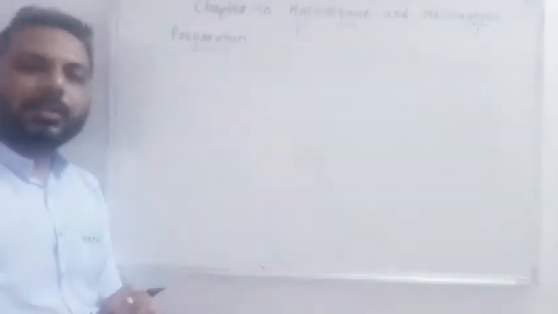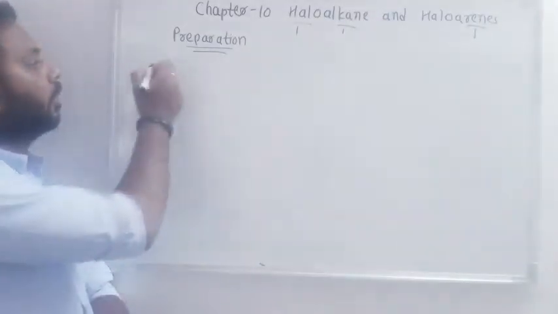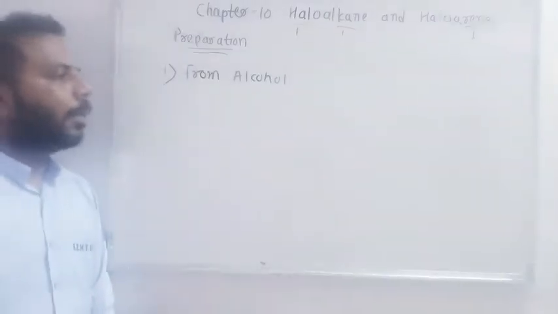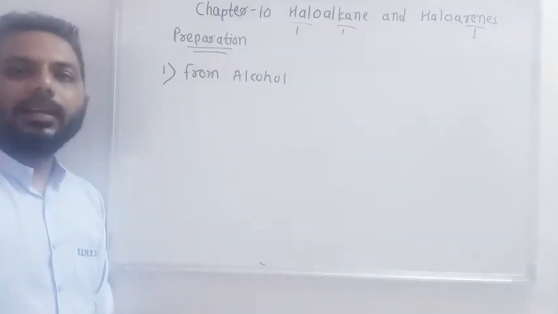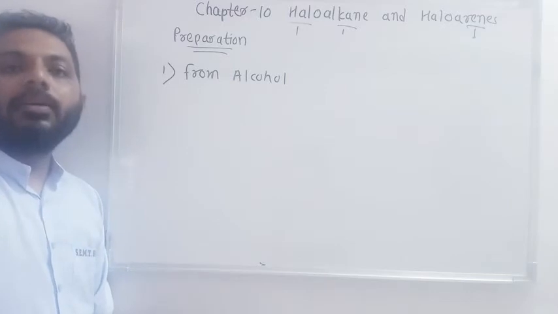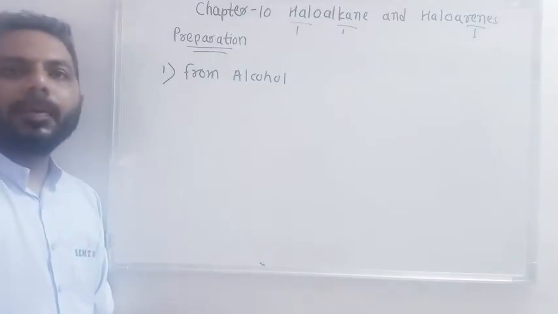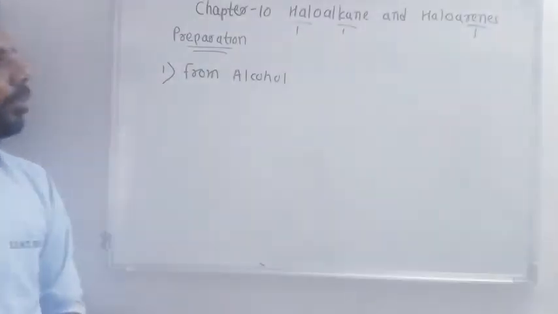So first preparation that we are going to discuss is preparation from alcohol. Haloalkanes can be prepared from alcohol by various reagents like HCl, phosphorus tribromide or thionyl chloride. So how can these haloalkanes be prepared from alcohol? Let's see one by one reaction.